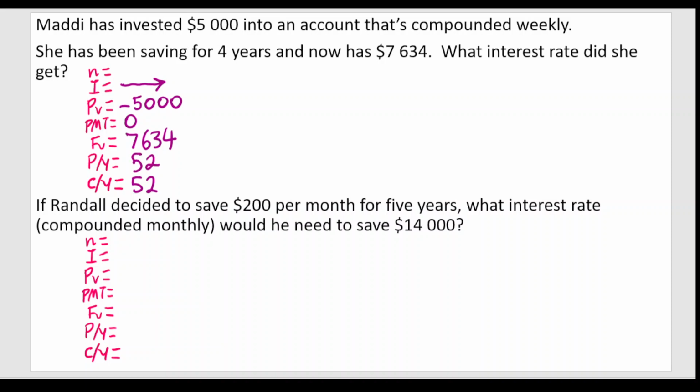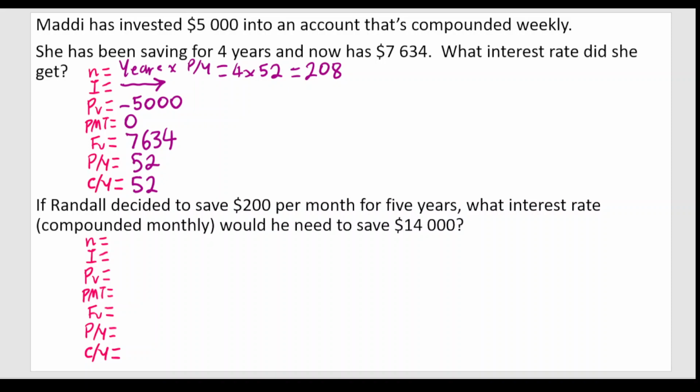As we did with our other ones, our N is the years times by PY. So we've got 4 times 52, which is going to give us 208. So if we put that into our calculator, we've got interest rate is 0 because we don't know what that is. PV negative 5,000, PMT 0. 7,634 is our FV and 52 each.